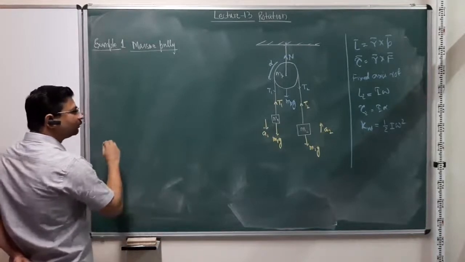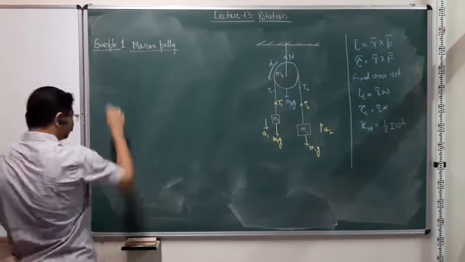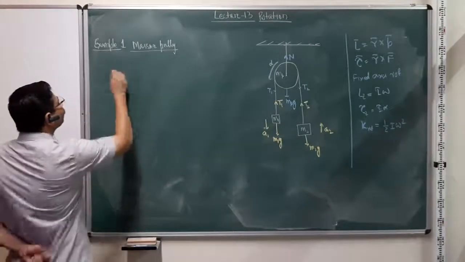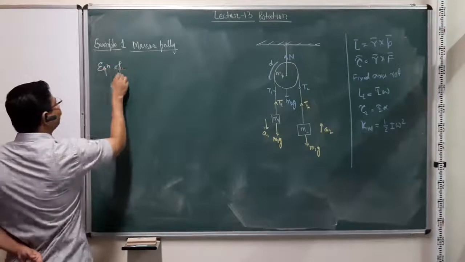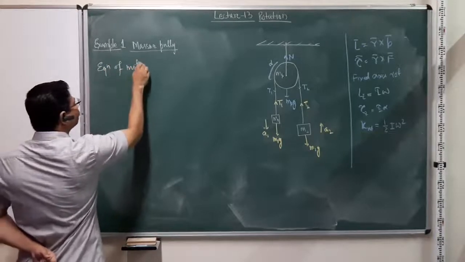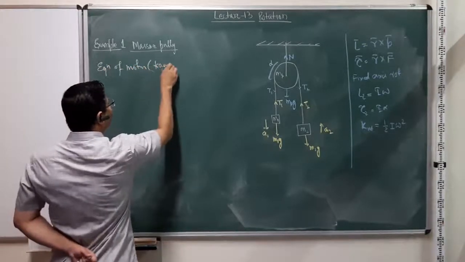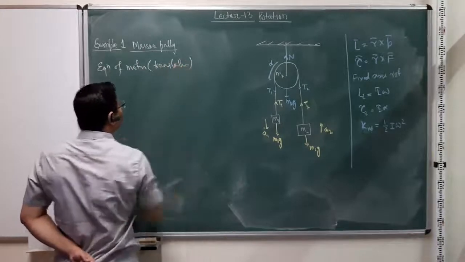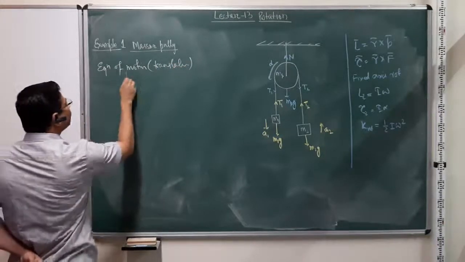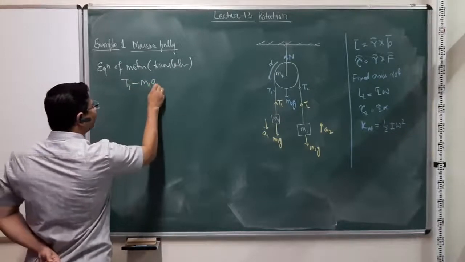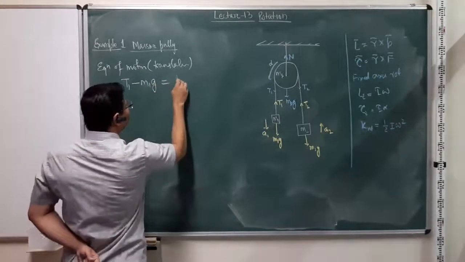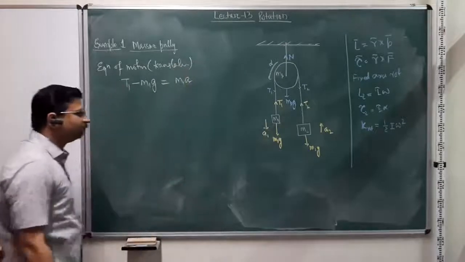For mass 1, we can write down the equation of motion, first translational, so F equal to ma type. So T1 minus M1G is equal to M1A.